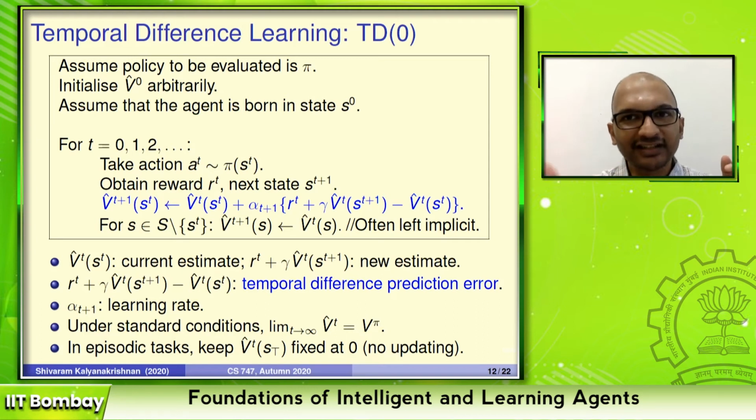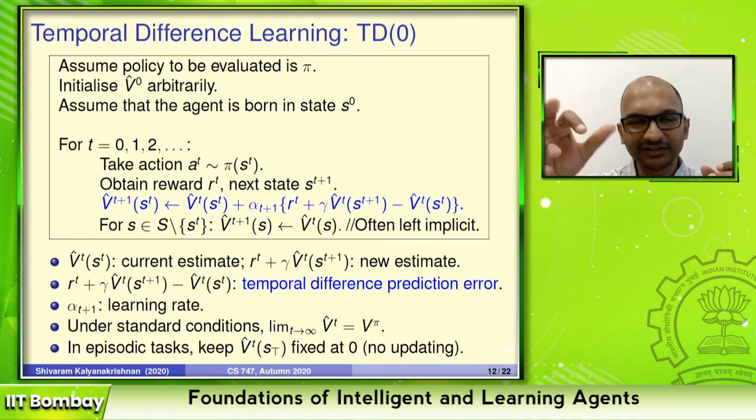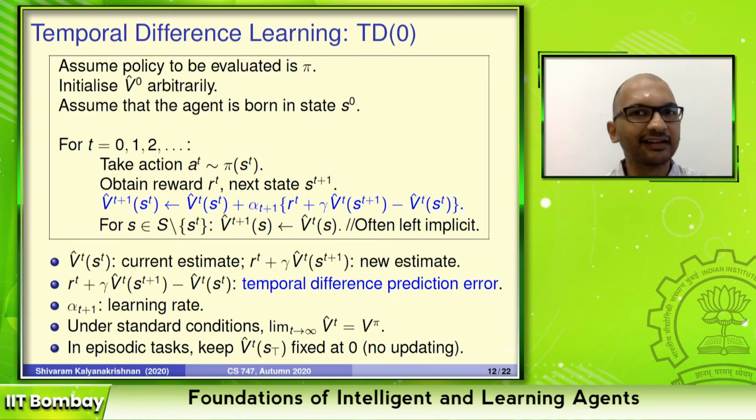Because it is noisy, you have to do the stochastic approximation. You can't really set the value to be what you see, because what you see is noisy, so you have to average it out or take small learning steps in order to get there.